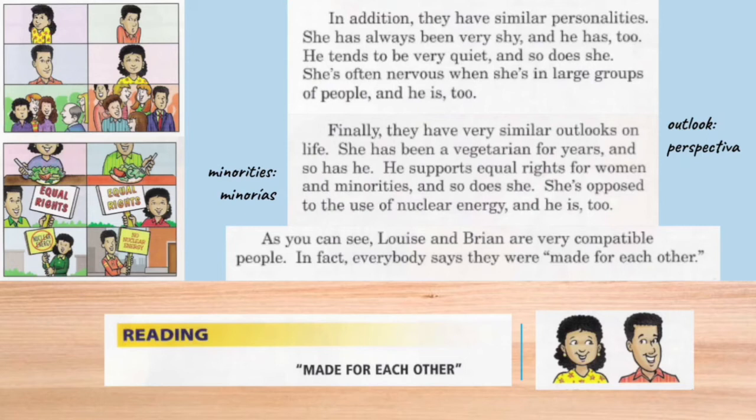Finally, they have very similar outlooks on life. She has been a vegetarian for years, and so has he. He supports equal rights for women and minorities, and so does she. She's opposed to the use of nuclear energy, and he is too. As you can see, Louise and Brian are very compatible people. In fact, everybody says they were made for each other.